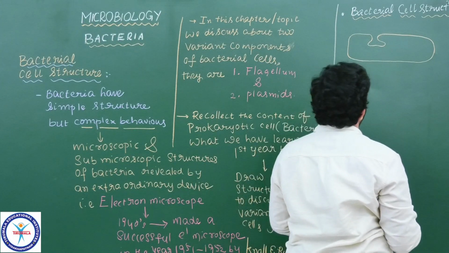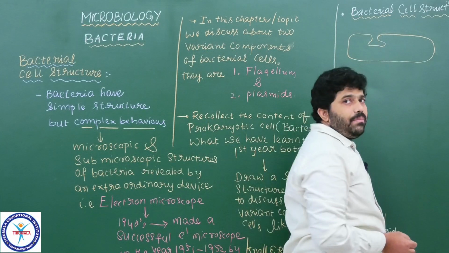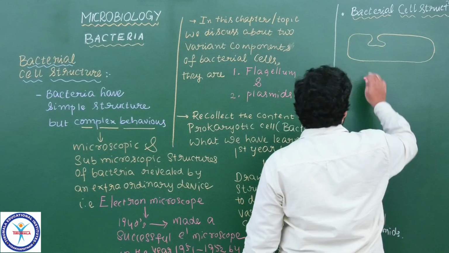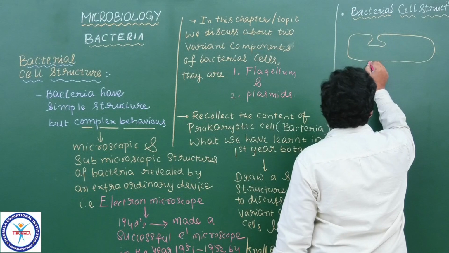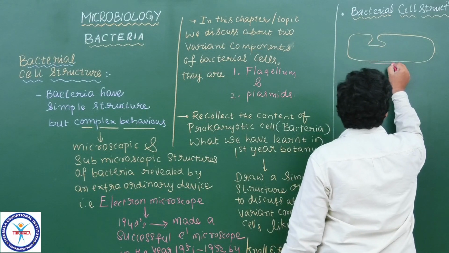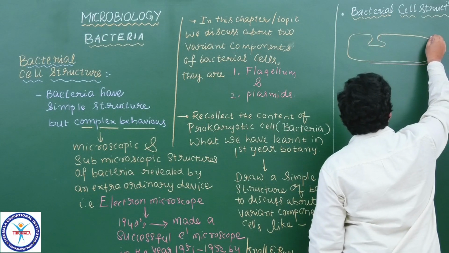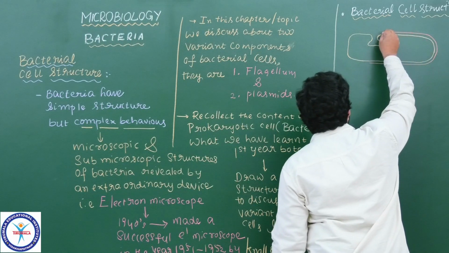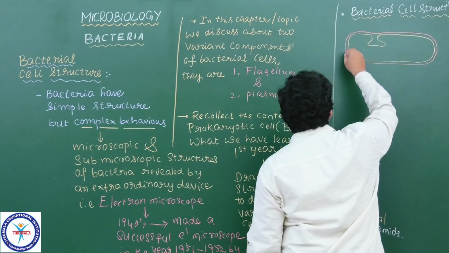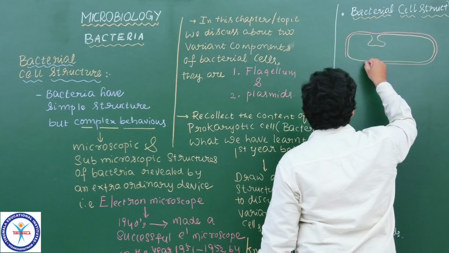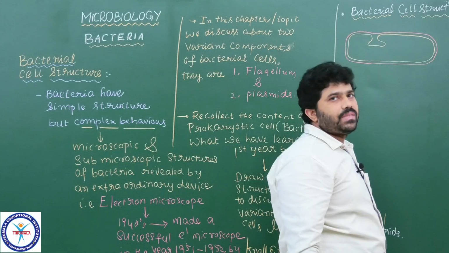This is what we draw here. This is the first line. What are we calling it? Cell membrane or plasma membrane. And exterior to this cell membrane we have a thick, rigid layer which gives protection and shape to the bacteria. Based on this layer we understand the particular cell shape, and we call it the cell wall. We already discussed this in the previous lecture.